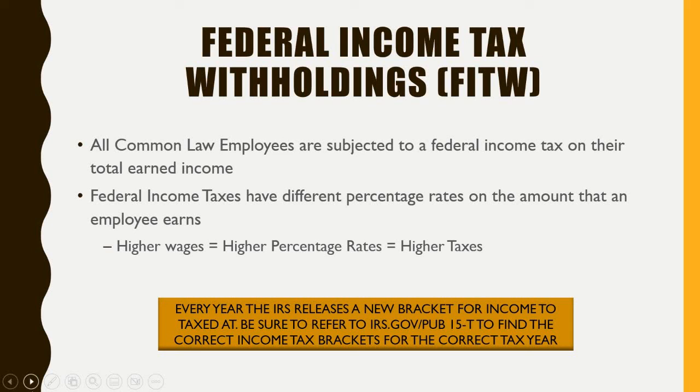Every year the IRS releases a new bracket, so we're going to need to use some kind of tax bracket or tax tables. That's where I'm going to introduce you to the Circular E table. That's how you're going to determine the federal income tax withholding. Again, we also know this: higher wages means higher tax percentages.